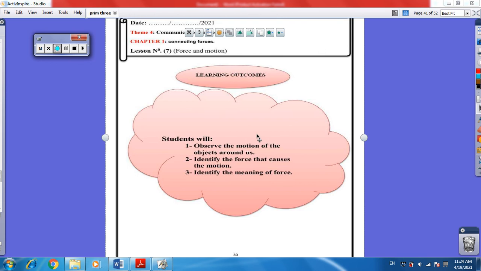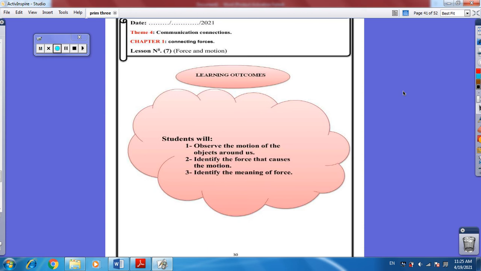How are you today? Today, inshallah, we start a new part, talking about force and motion. This chapter is called Connecting Forces. And the lesson for today is force and motion.